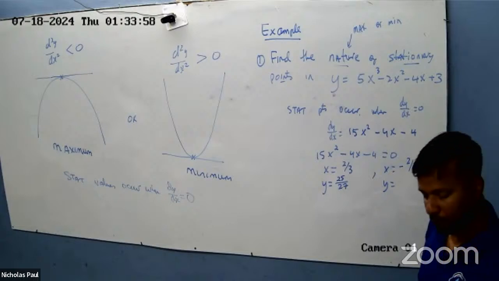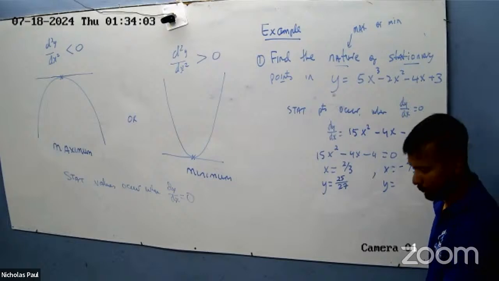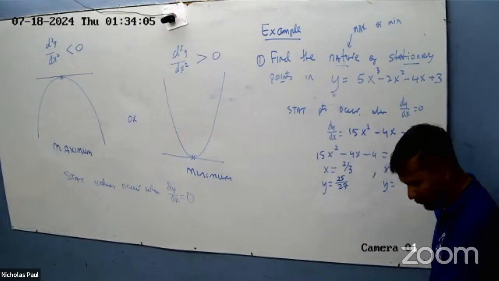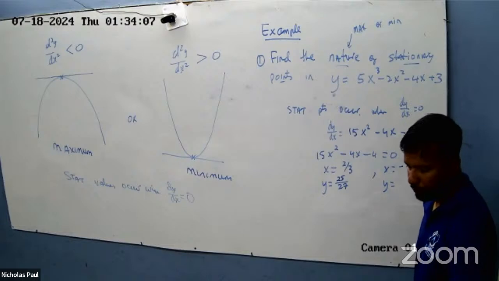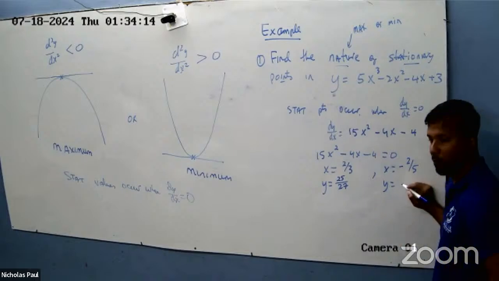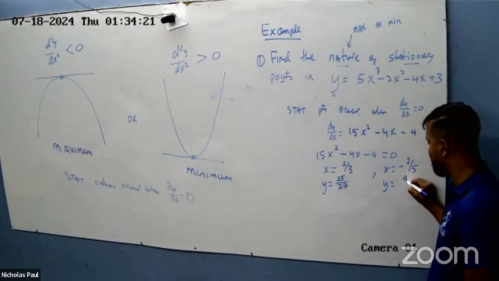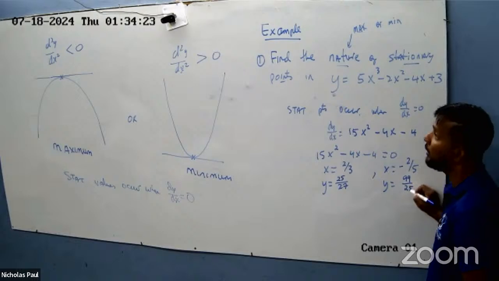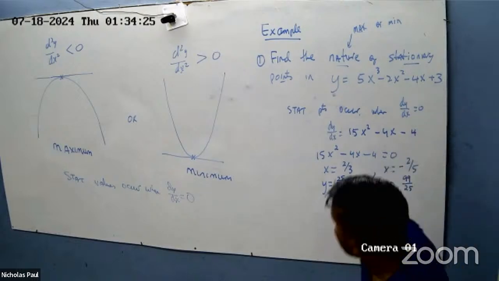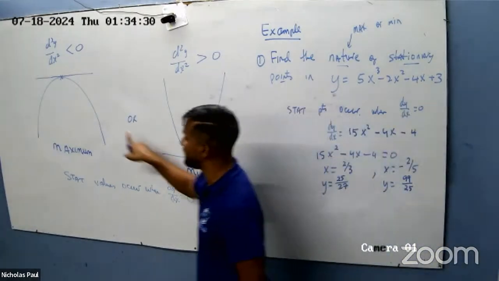How much you got here? 99 over 25. Elizabeth got that too. Nice. So these are the points, the x and y values.